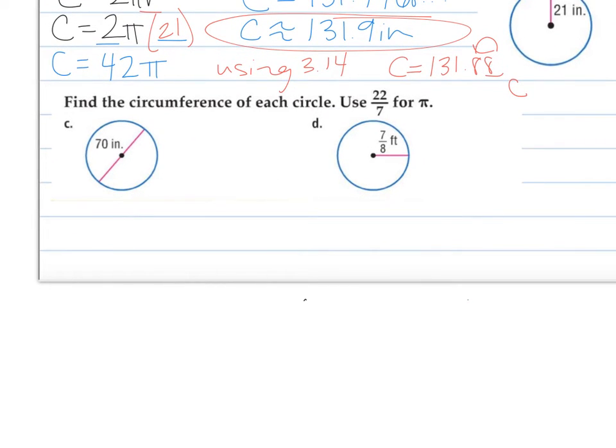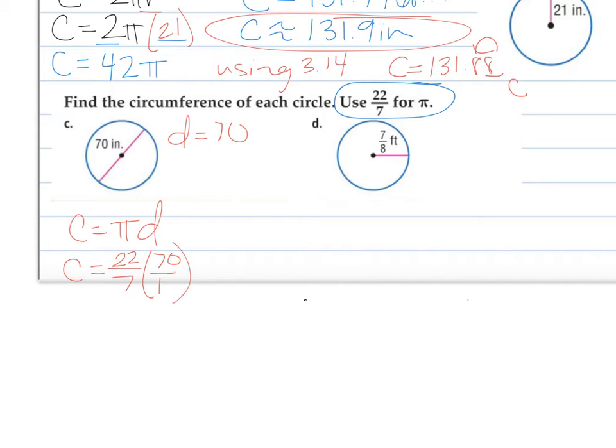Next couple are going to challenge you to use 22 over 7 for pi instead. So I always determine, do I have my diameter or my radius, which will determine which formula I decide to use. So I'm going to use pi times diameter. In place of pi, I'm going to do 22 over 7 times my diameter of 70. Multiplying fractions, I put them over 1. So I can cross cancel here. 7 goes into 7 once. 7 goes into 70 10 times.